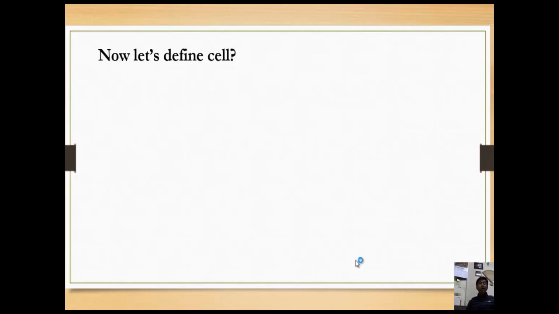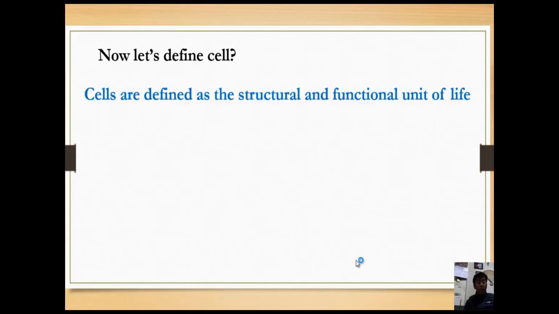Now let's define cell. Since we have learned cells are of different shapes, different sizes, and different cells have different functions, cells are defined as the structural and functional unit of life, because different cells have different sizes, different shapes, and function differently.